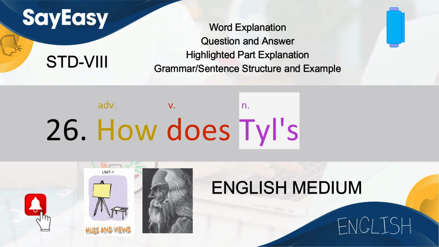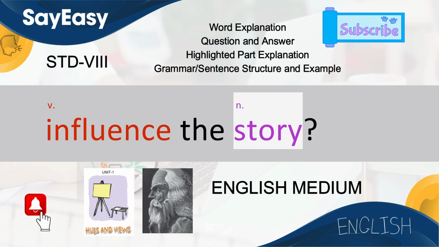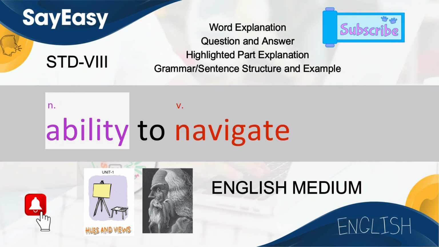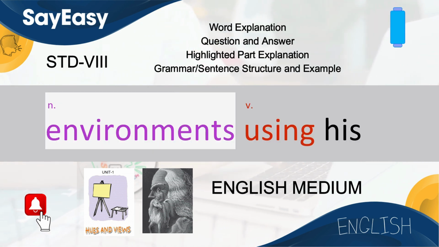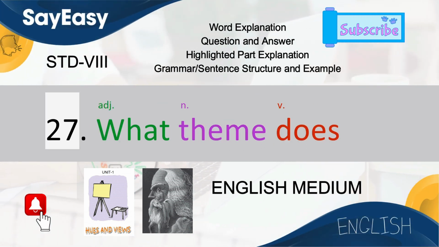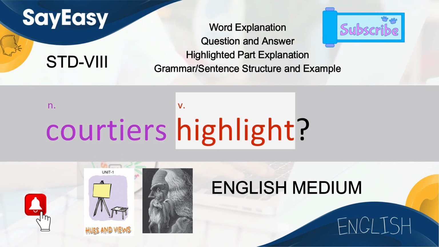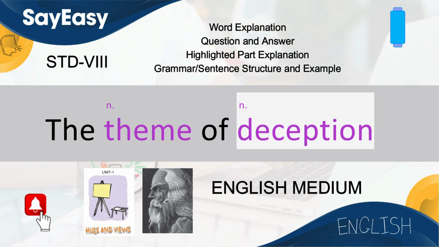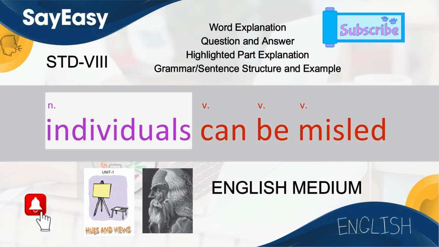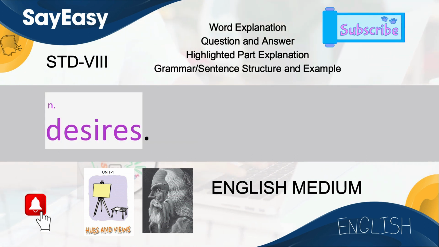26. How does Tivael's background as a wandering painter influence the story? It underscores his outsider status and his ability to navigate different social environments using his wit and artistic skill. 27. What theme does Tivael's interaction with the courtiers highlight? The theme of deception and appearance versus reality, illustrating how individuals can be misled by their own vanity and desires.